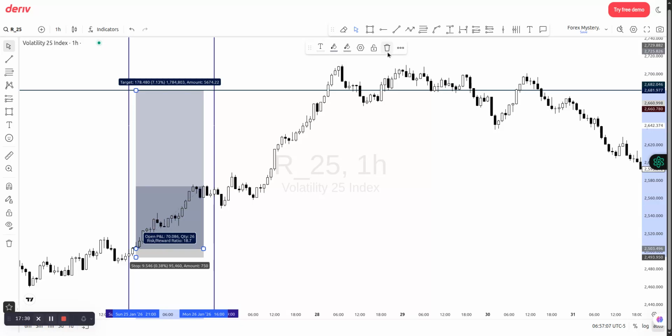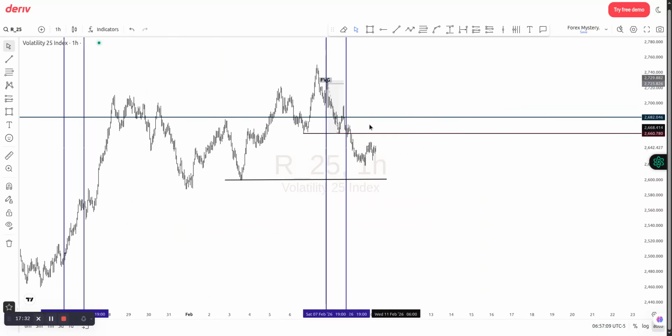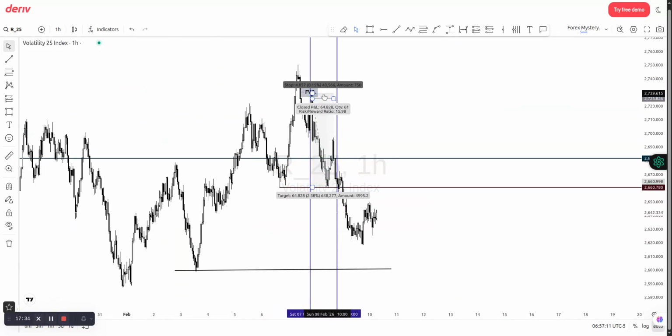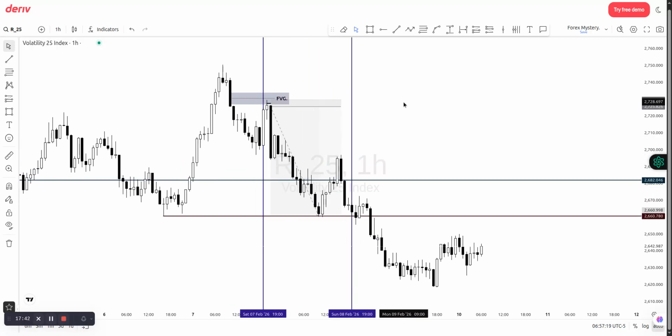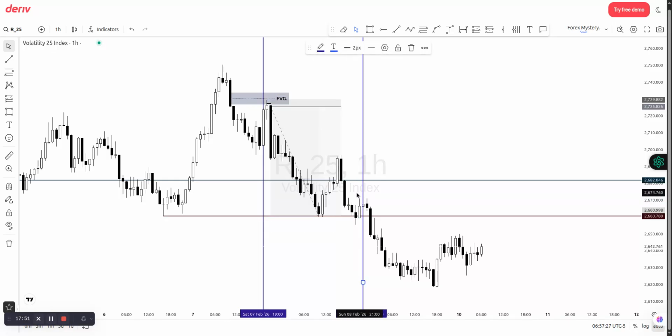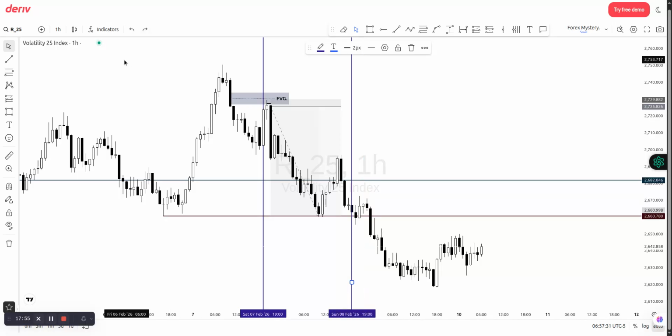Now we can see an entry point on this. We saw a fair value gap on this 1 hour time frame, which showed us that price might be coming towards that fair value gap. As simple as that. Same thing here. The next day we had this fair value gap, which price sank into, came into that fair value gap, and started selling off. As simple as that.